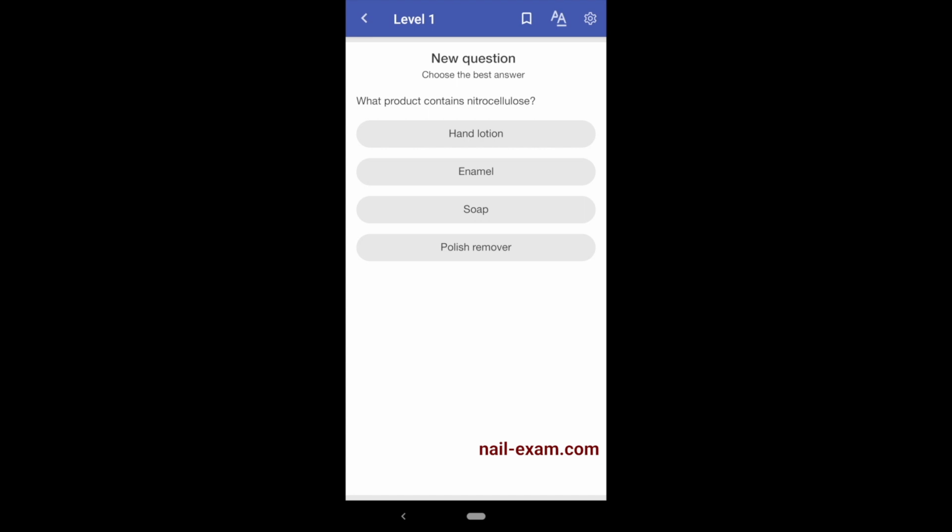What product contains nitrocellulose? Answers: A. Hand lotion. B. Enamel. C. Soap. D. Polish remover. The answer is B.